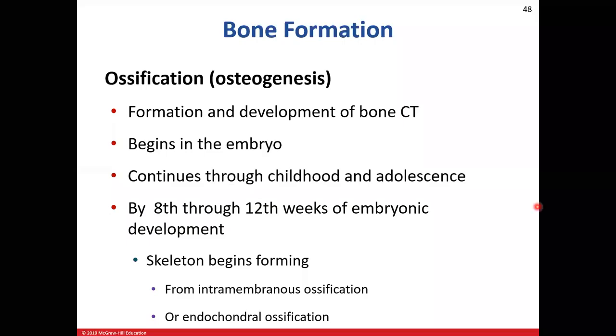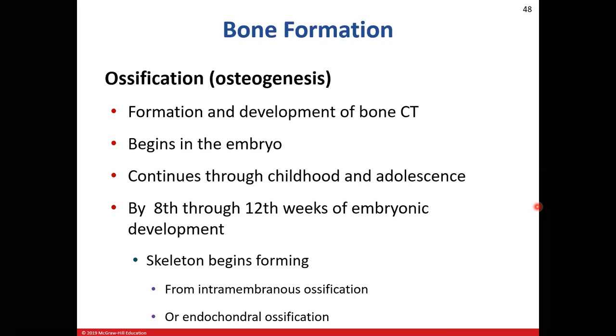So now we get into ossification, or what we call osteogenesis. And this is basically what we would call bone formation. And so we form our bone and develop our bone from a base type of connective tissue. And normally this is going to be some sort of hyaline cartilage template. It's going to begin in the embryo and really continue all the way through childhood and adolescence. And it really occurs all the way up to adulthood.